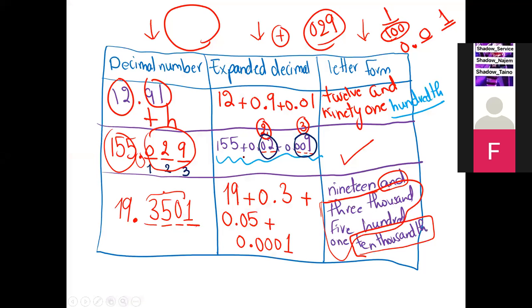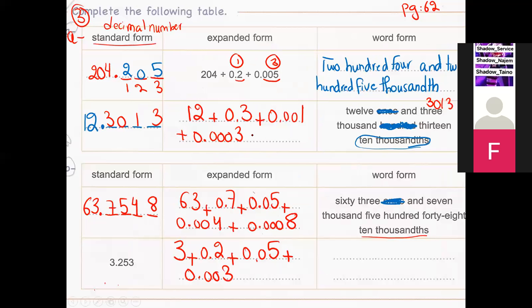Now Yusuf Bazoon. 3 and 253,000. Excellent. 3 and 200 53,000. Bravo Yusuf. Is this table clear?